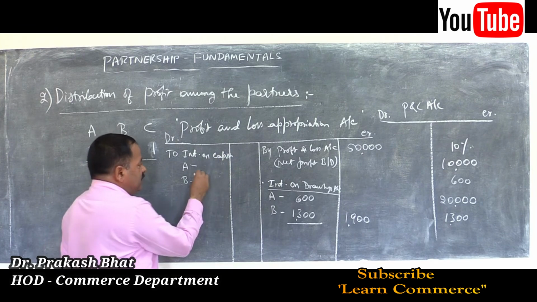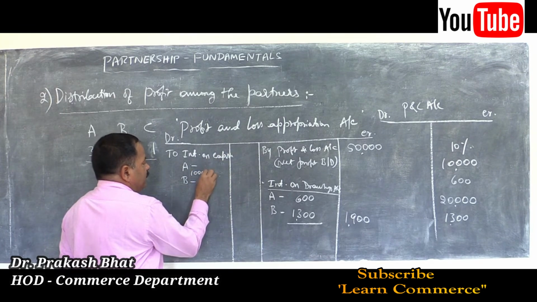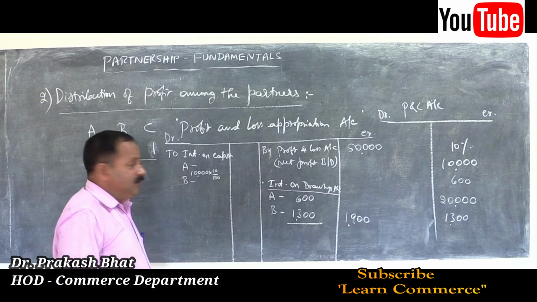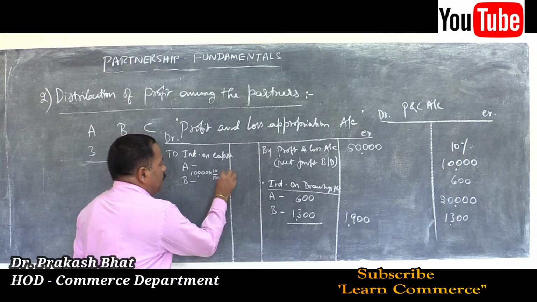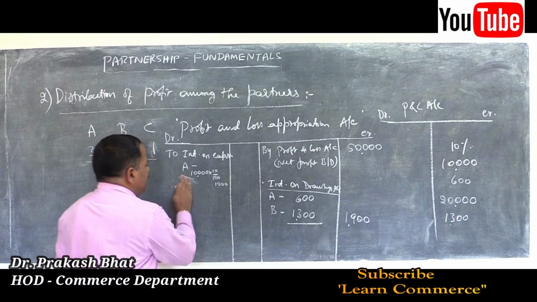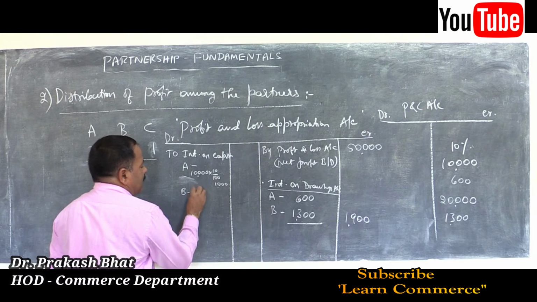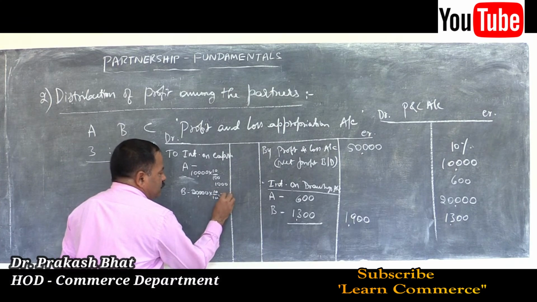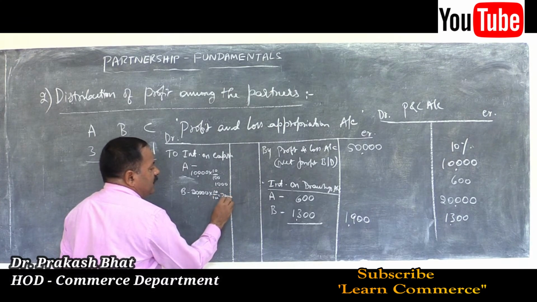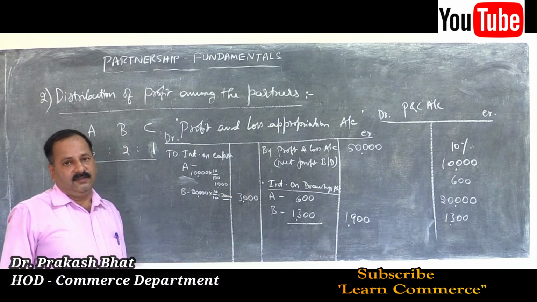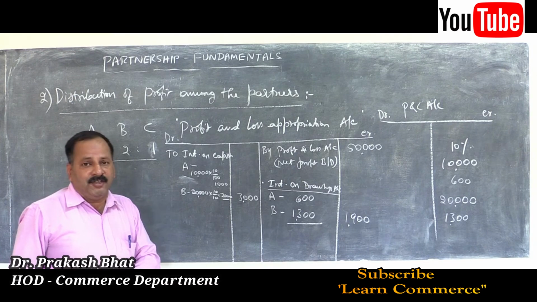I will take 10,000 contributed by A, and the interest on capital percentage is 10%. So it will pay how much? 1,000, right? 1,000. And for B, the capital contributed is 20,000 and the rate of interest is 10%. So it will become 2,000. So total interest on capital will be 3,000. I will record it here. And remember one critical point here.